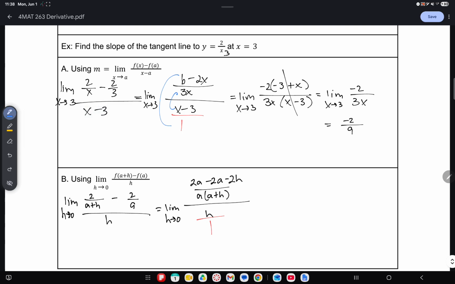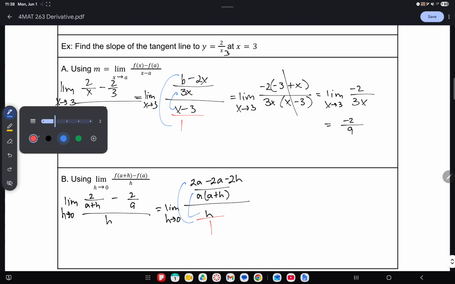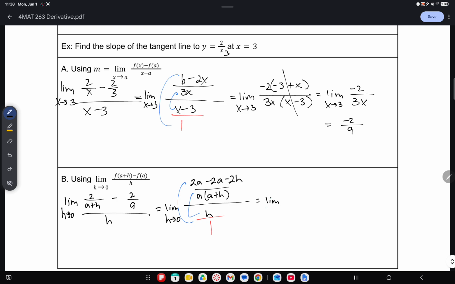I'm going to make that a fraction over a fraction to do big C over little c. Those two a's can actually cancel out. So I'm actually left with just negative 2h times 1 over a times h times a plus h. Then I have a factor of h that will cancel out. So the limit as h goes to 0 is now negative 2 over a times a plus h. And then I can do a direct substitution of 0 in to be left with negative 2 over a times a, which is a squared.